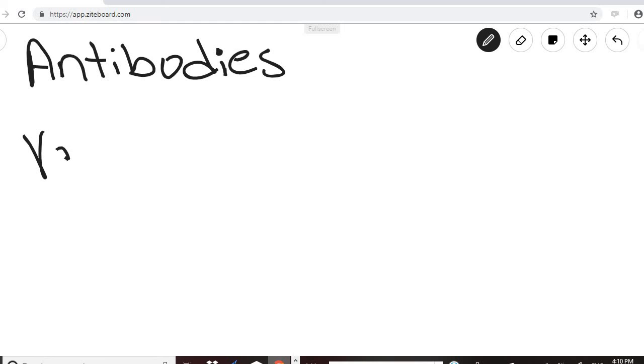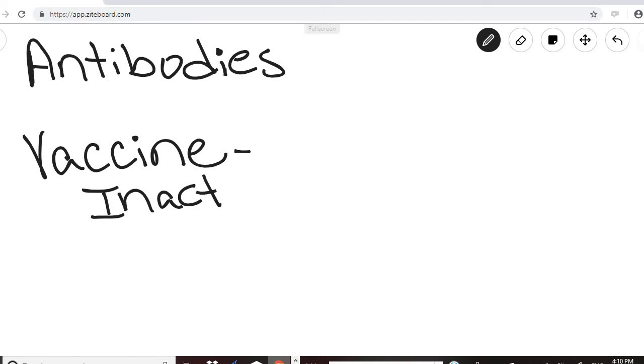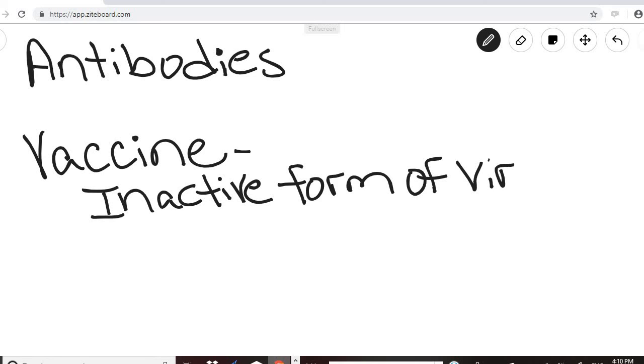And if a person gets a vaccine, what they are basically being given, in most cases now, is an inactive form of the virus. Sometimes it's a weakened form, but most of the vaccines that are used today are inactive, so there's no way you can get the disease from them.